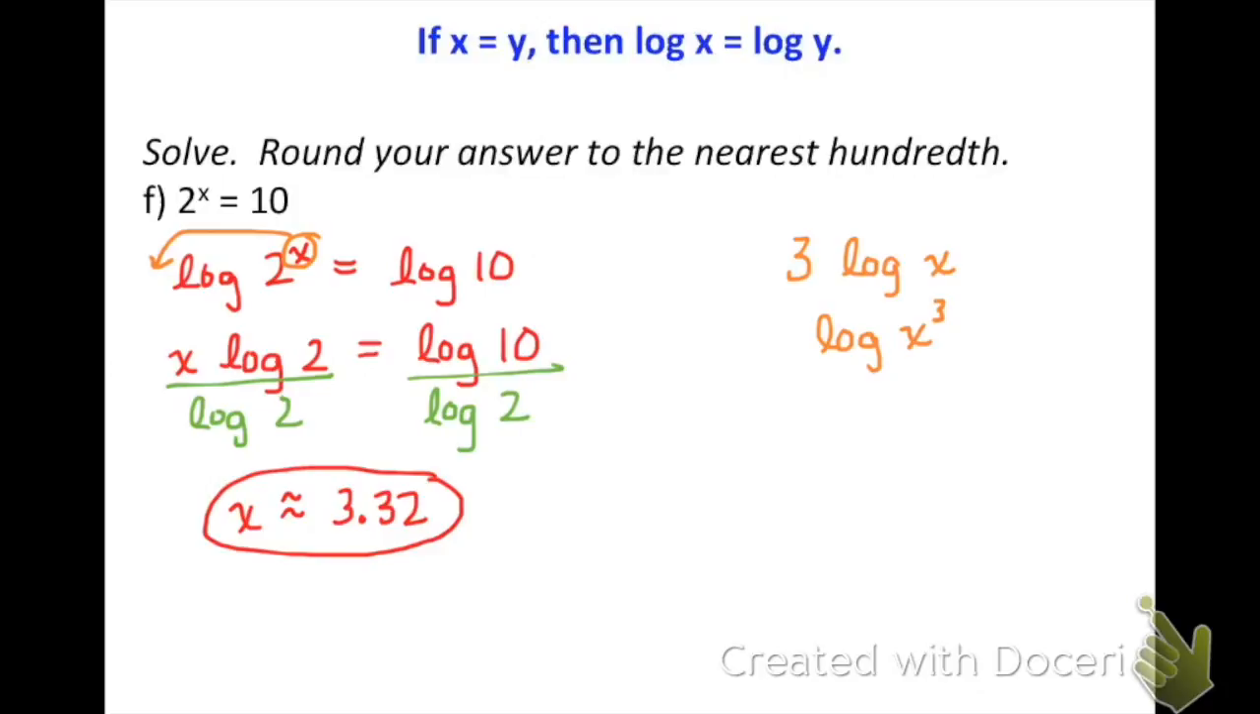And that would be really easy to check if you go back to the original equation, put 3.32 in. So 2 to the 3.32 on your calculator and check to see that it is 10. It'll probably be very close to 10 because of the rounding. It will not be exact.